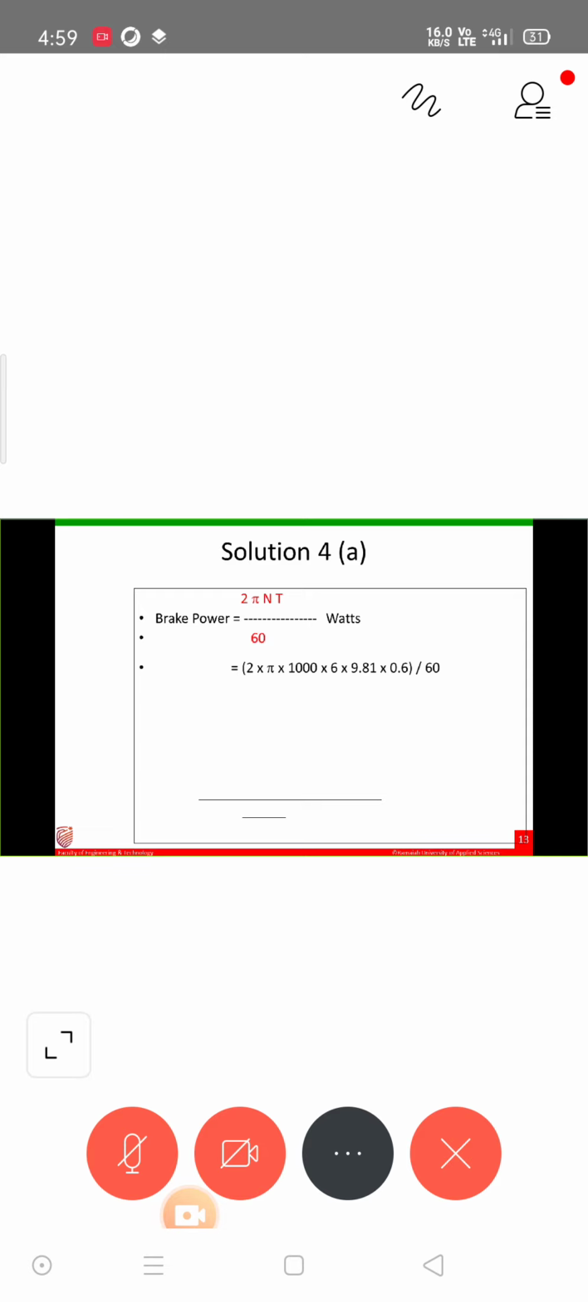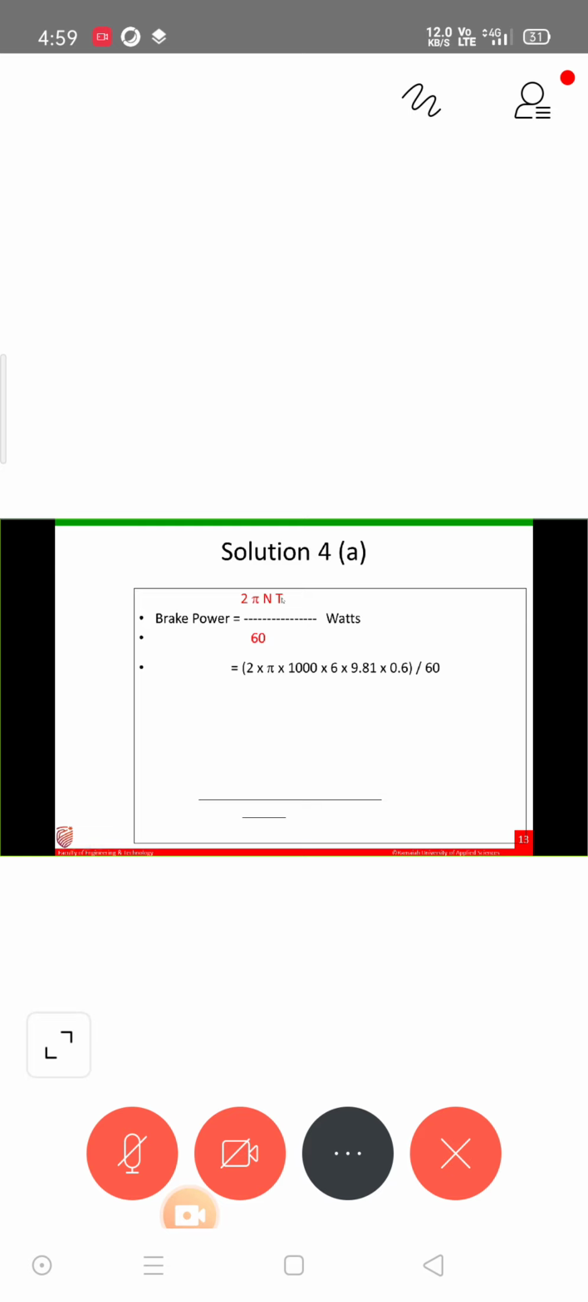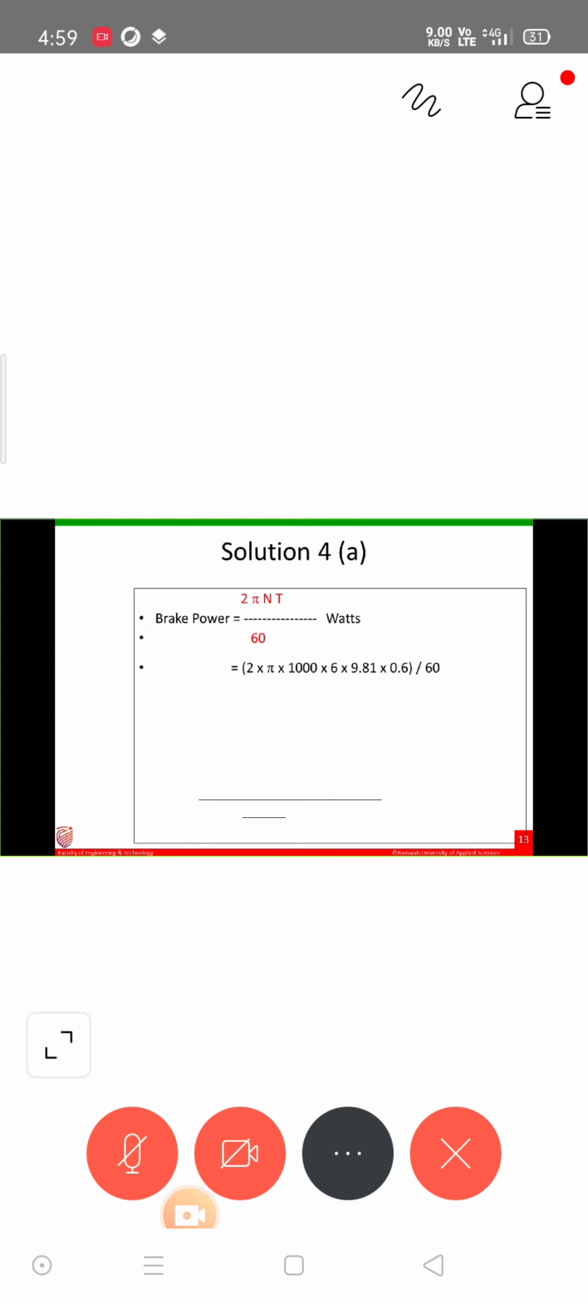They have not given directly the value of T, that is the torque value. Instead of that, they have given weight and the distance. If you multiply weight and distance, then you will get the value of torque, that is in Newton meter. But in the problem they have given the weight in kg, instead of Newton.